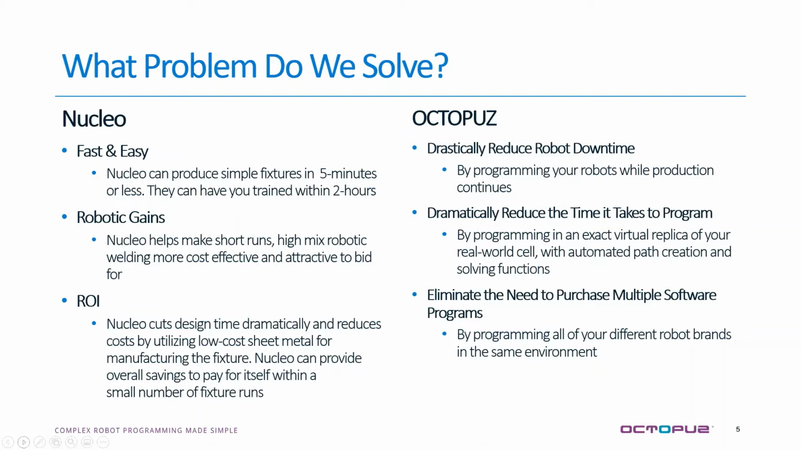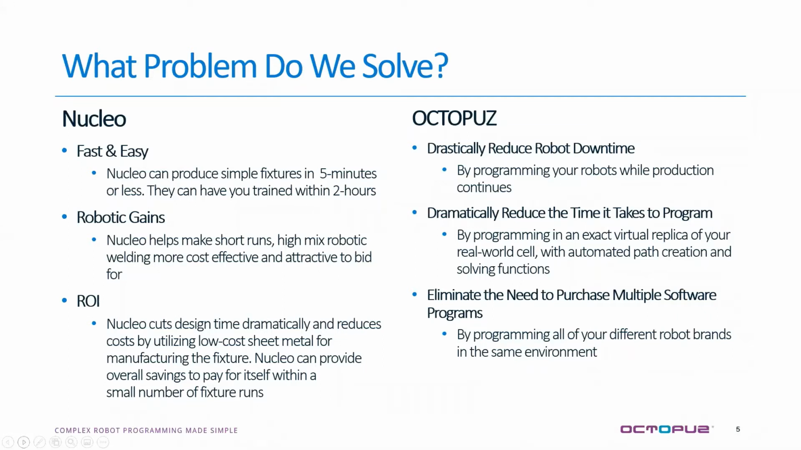And what Nucleo does, it helps make short-run, high-mix robotic welding more cost-effective and attractive to bid for. You can actually go after jobs that you typically would not be able to do due to the high cost associated with traditional weld fixtures. Then what everyone is concerned about is return on investment. Nucleo can definitely cut down on design time. It can reduce costs by utilizing low-cost sheet metal, as we discussed earlier, for manufacturing the fixture. Nucleo can provide enough savings to pay for itself within a short period of time. We actually have documented customer case studies of where they easily paid for the software after using it in just 1 quarter.